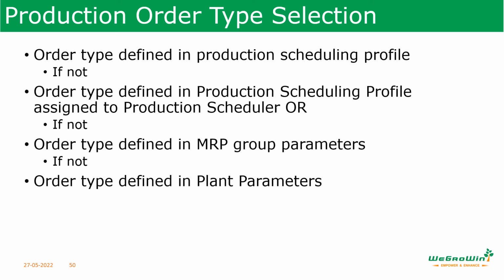The sequence is that it checks one source first, and if it is not there, it goes to the next step. If you want to check how it is happening, please do it. You need to understand. Only if you try some different settings can you see it. For example, maintain one order type in the production scheduling profile and select a different order type in the MRP group parameters. Then create the production order in the system and check what happens. Only like that can you learn SAP. Okay.